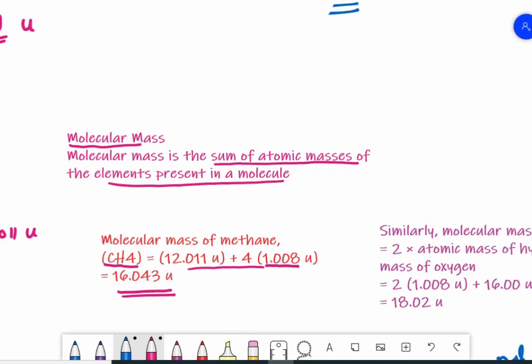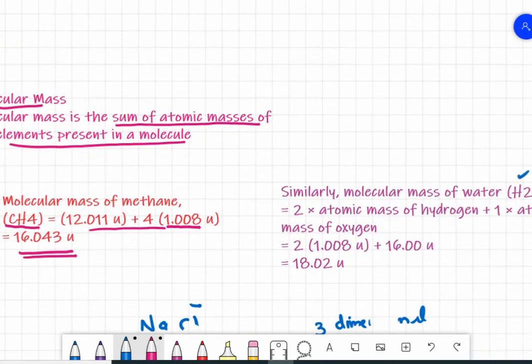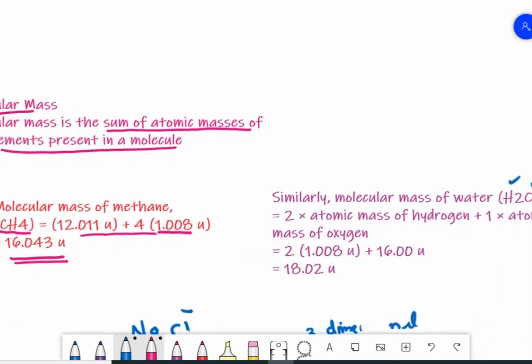16.043. So what about water? How do we calculate the molecular mass of water? Water's formula we know is H2O. There are 2 hydrogens and 1 oxygen. So we multiply the atomic mass of hydrogen by 2 because there are 2 hydrogens, and add it to the atomic mass of oxygen. So 2 into 1.008 plus 16, you will get 18. So roughly we will be taking it as 18 U as the molecular mass of water.